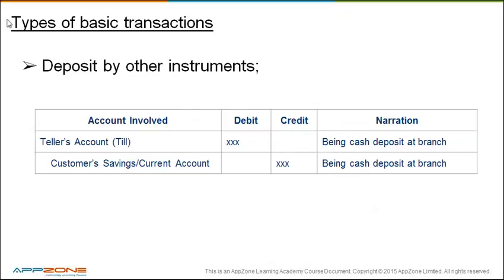Firstly, we have the deposit by other instruments. As we can see in this table, we have 4 columns: the accounts involved, the debit, the credit, and narration. The accounts involved are the various accounts that are affected during the transaction. In accounting, there must be at least 2 accounts involved in every transaction. That says for every single debit there must be a corresponding credit.